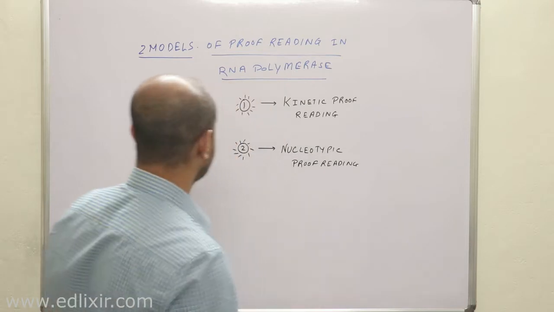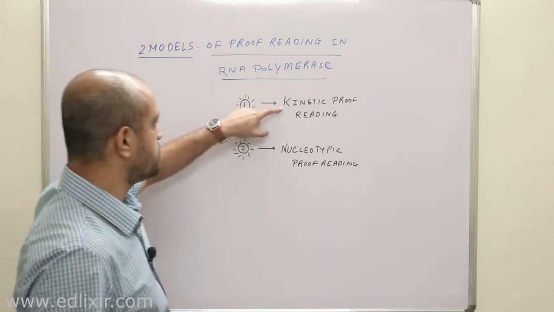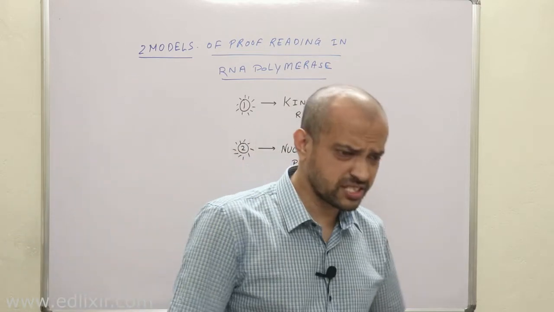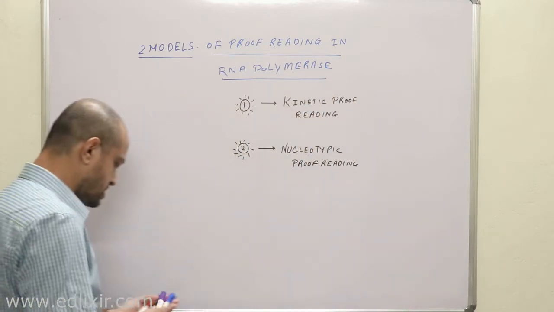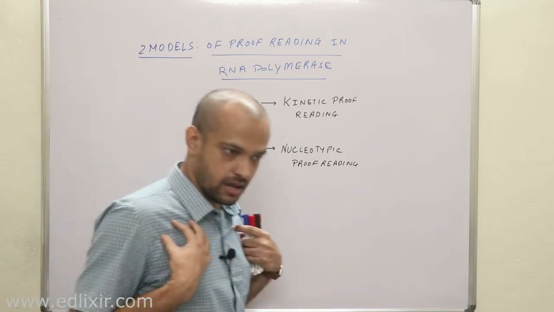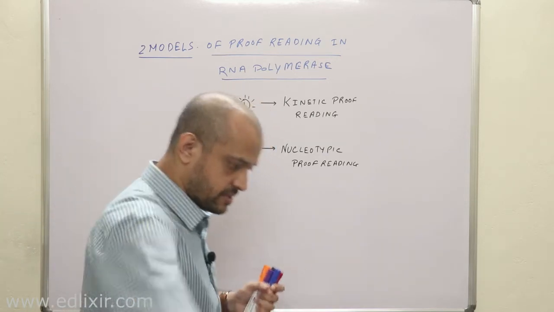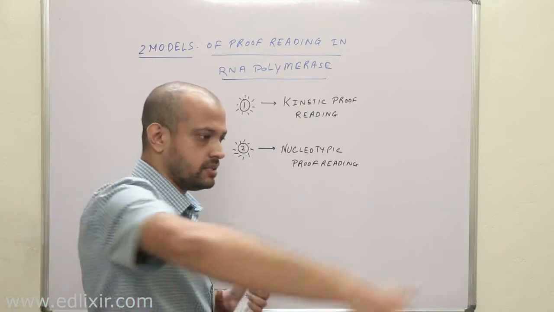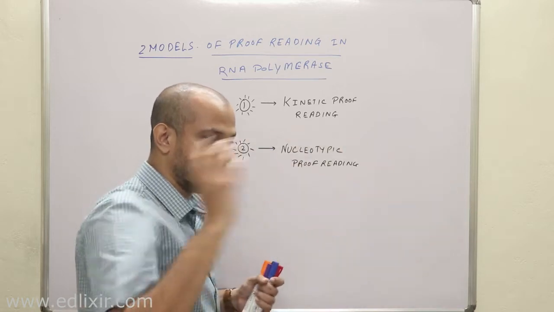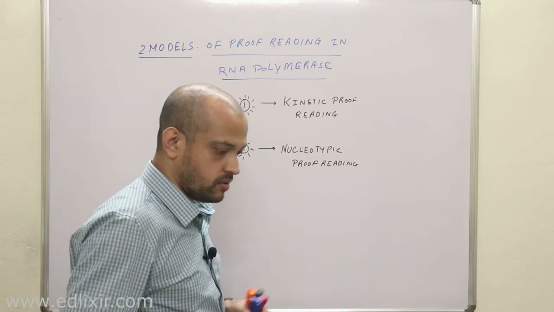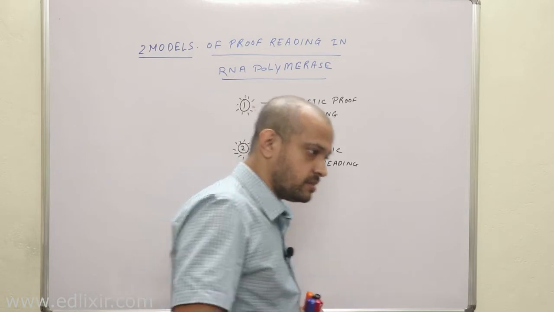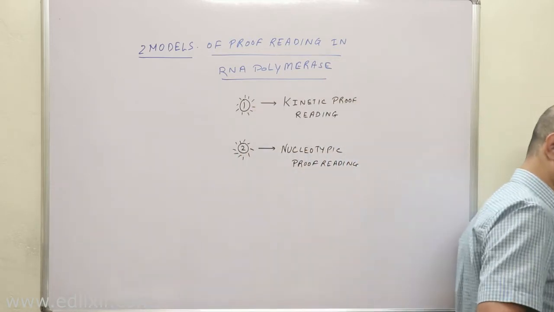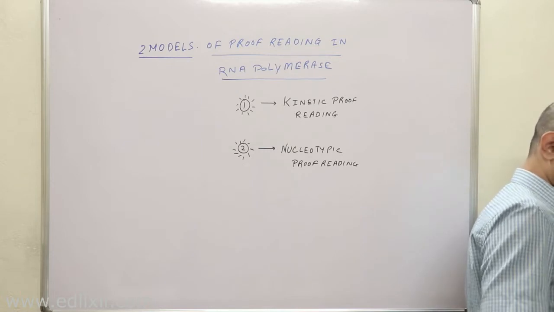A very important point you need to understand here is what is kinetic proofreading and what is nucleotypic proofreading. Now listen, there are many explanations about that, but the easiest explanation is this: suppose I am an RNA polymerase, okay? Suppose this is an imaginary DNA template. Now suppose I am inserting RNA nucleotides, RNTPs.